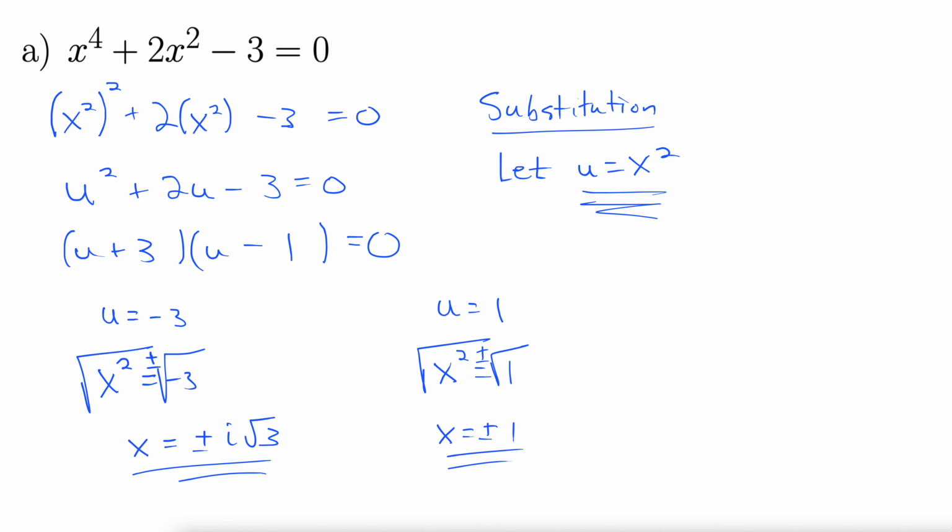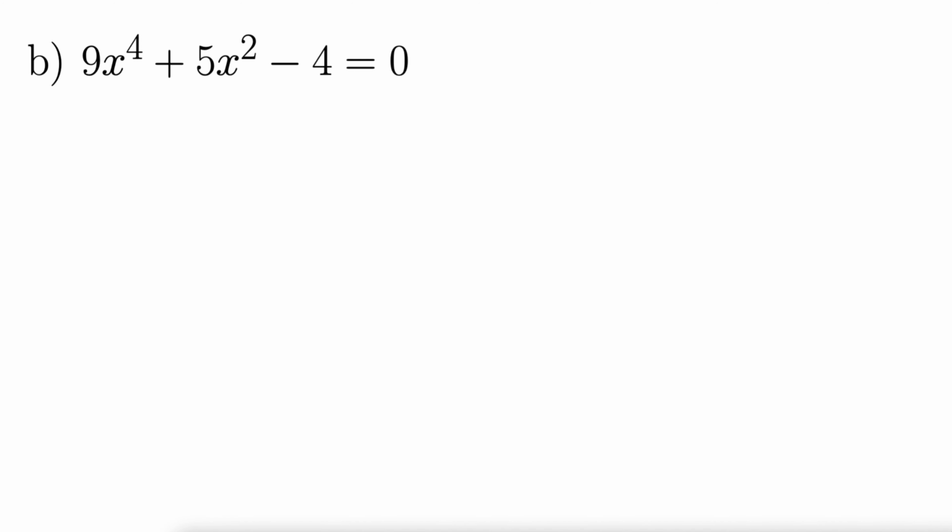Let's try another one. This one is slightly more complicated. We have 9x to the fourth plus 5x squared minus 4 equals 0. Again, this is quadratic in form, and we use quadratic methods to solve it. So I'm just going to rewrite it to make that a little more clear. We can write this as 9 (x squared) squared plus 5, and this whole thing is x squared, minus 4 equals 0. And maybe you can start to see how it looks more and more like a quadratic equation here. We can do a substitution.